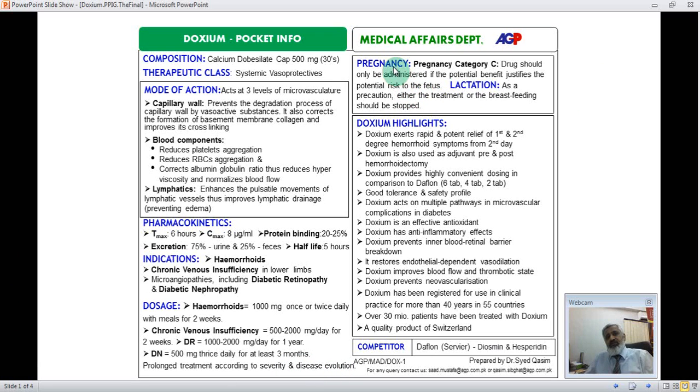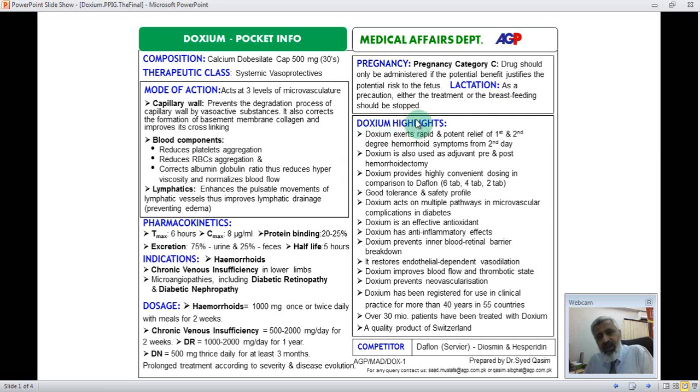Pregnancy. Doxium falls in pregnancy category C. So the drug should only be administered if the potential benefit justifies the potential risk to the fetus. Lactation. As a precautionary measure, either the treatment or the breastfeeding should be stopped.